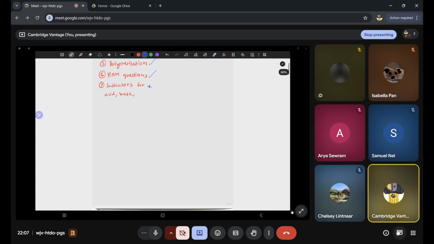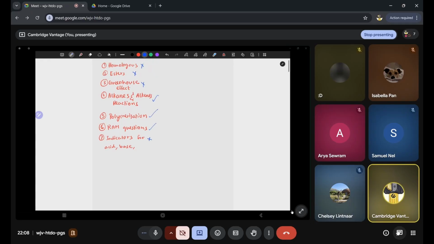So, by the way, have any of you already solved the Feb March 2026 paper? Because it isn't officially available yet. Right, I'm guessing none of you have.